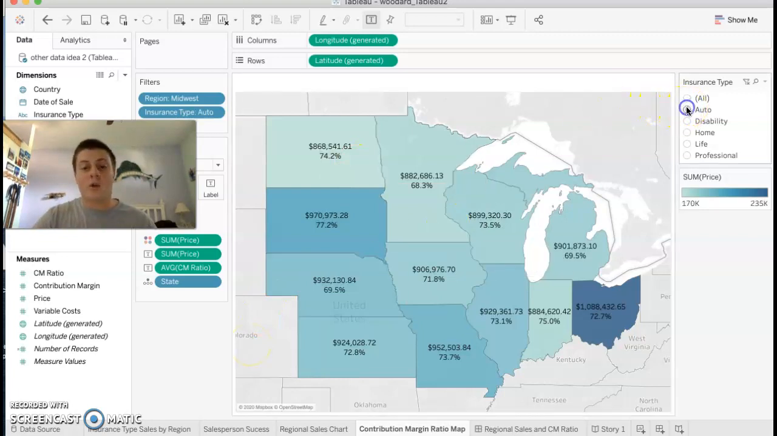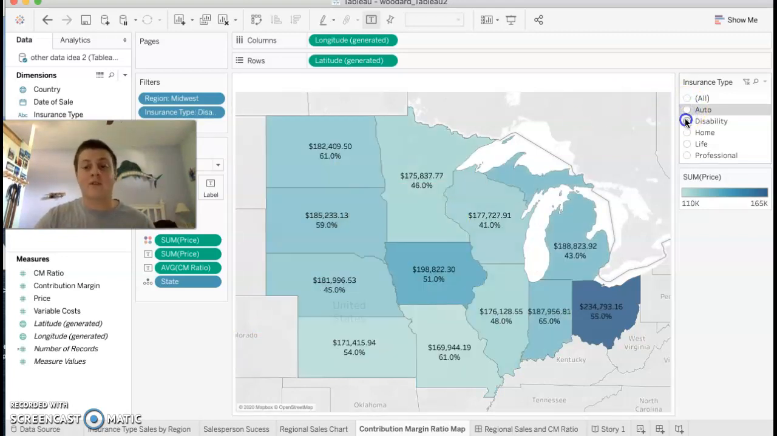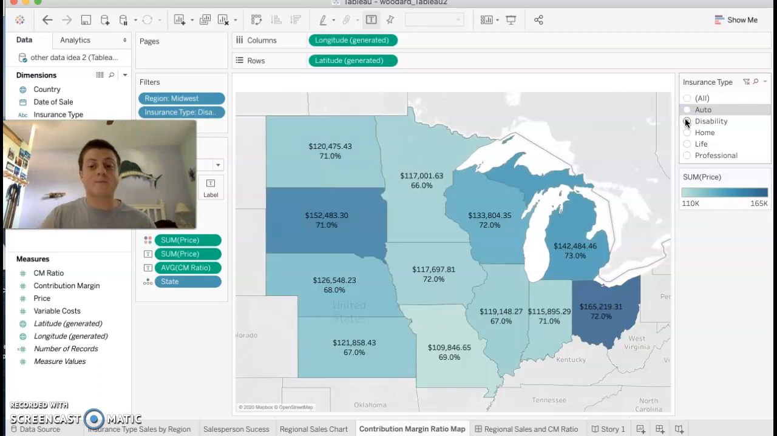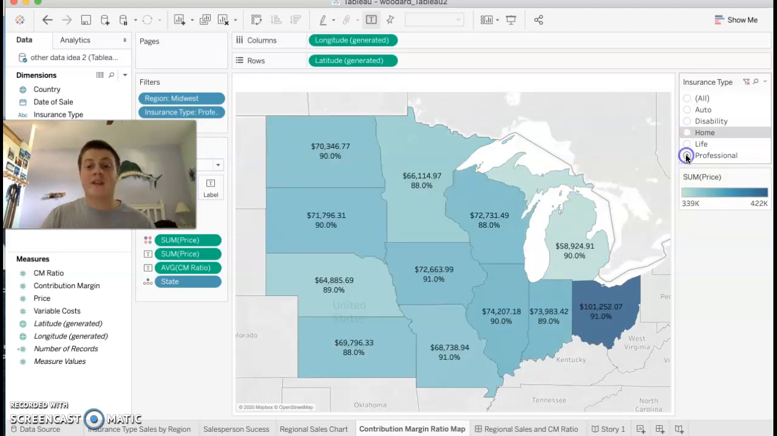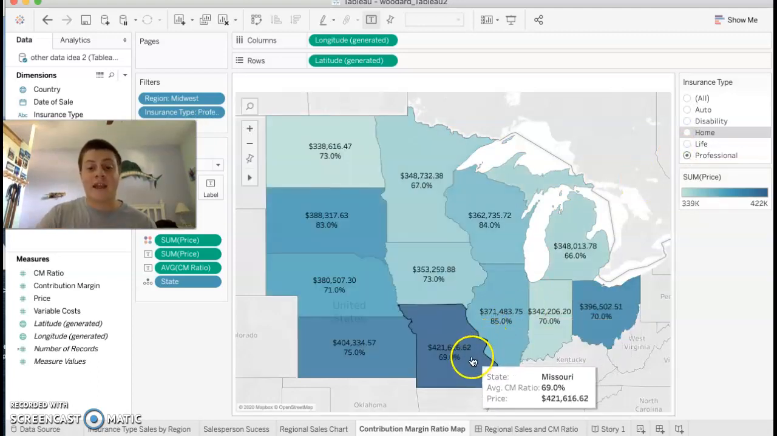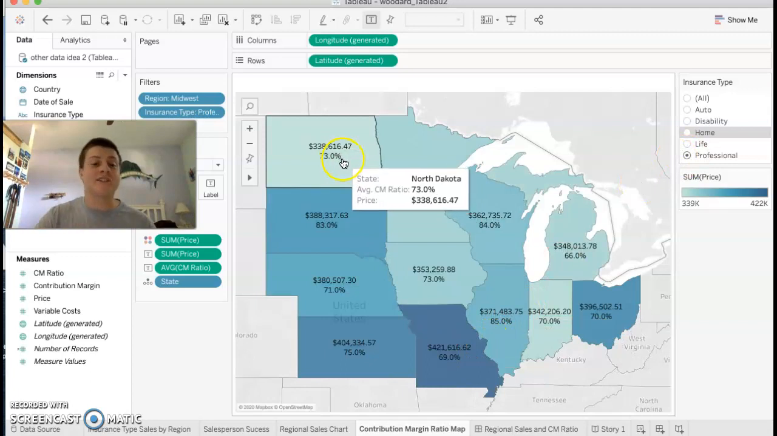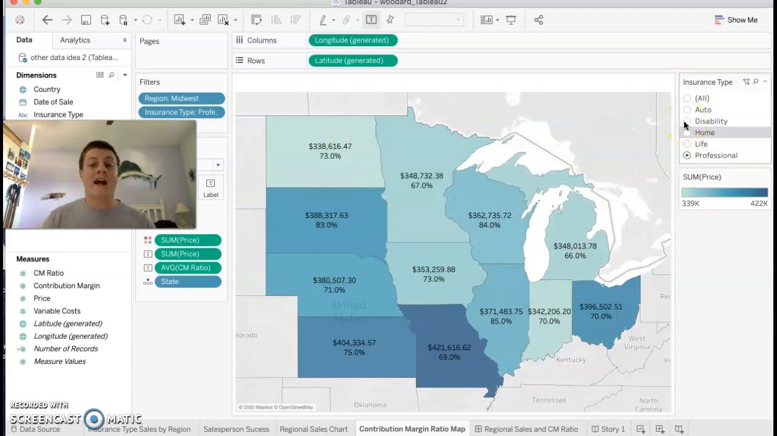And then we can also separate again with those filters and look at the different types of insurance that we could possibly deal in. So professional insurance is great in states such as Missouri, and lower still in states like North Dakota. So it allows us to look at all the contributing factors within this table.